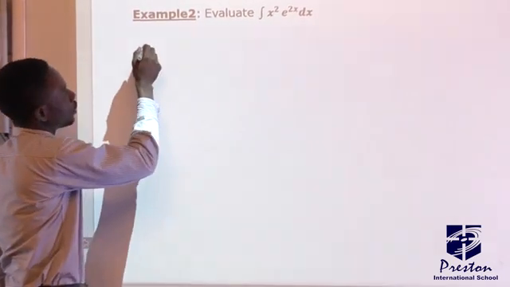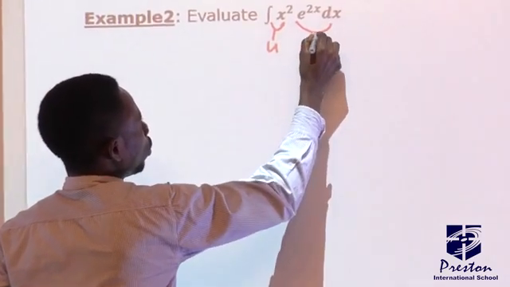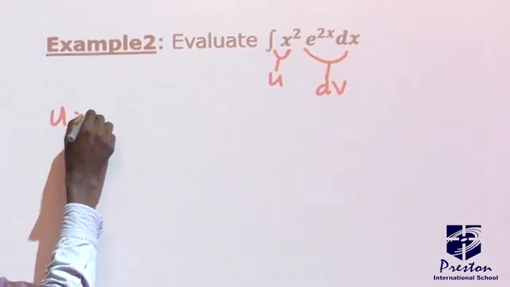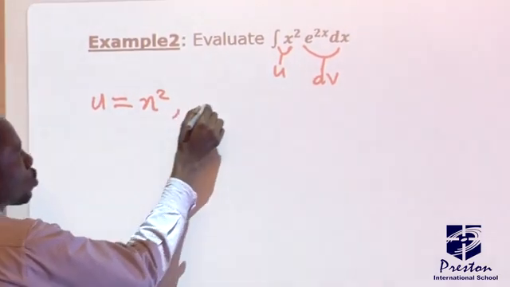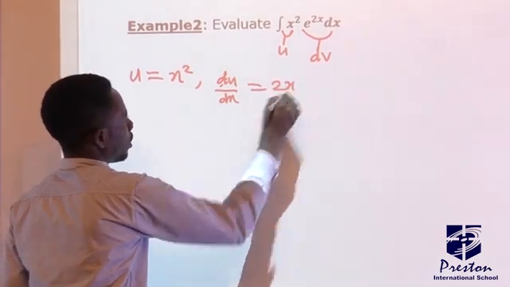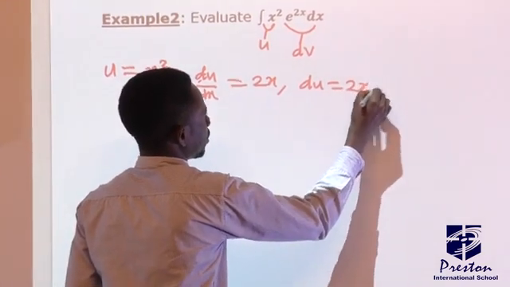Okay, how do we do this one? We still take this part to be u, and the whole of this part to be our dv. So we have u equal to x squared. That means when we differentiate u with respect to x, we get 2x, and with this we can make du the subject of the formula. du is equal to 2x dx.